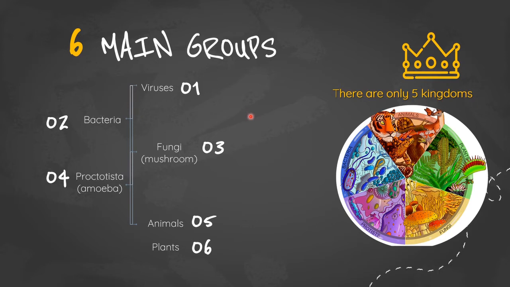Alright, now we're going to get into the 6 main groups of living things. First, we have viruses, bacteria, fungi, Protoctista, or you might see protists, animals, and lastly plants. Now, I want you guys to know that though there are 6 main groups of living things that you might find, there are only 5 kingdoms. And these are the animals, plants, fungi, protists, and bacteria. So you will notice that viruses is not included in the 5 kingdoms.